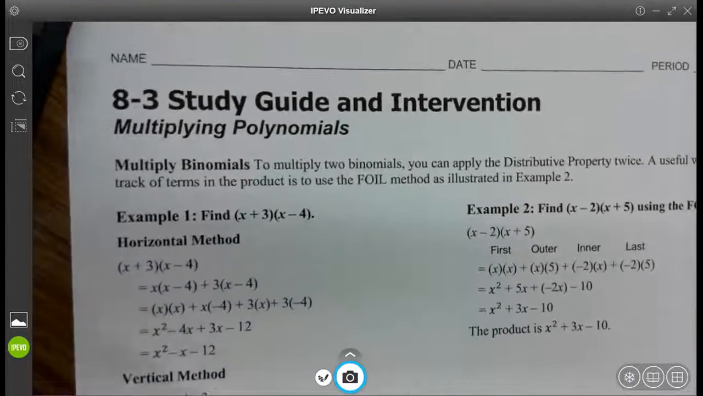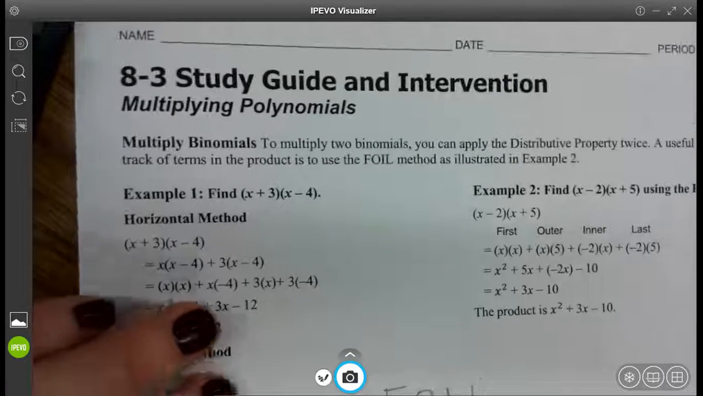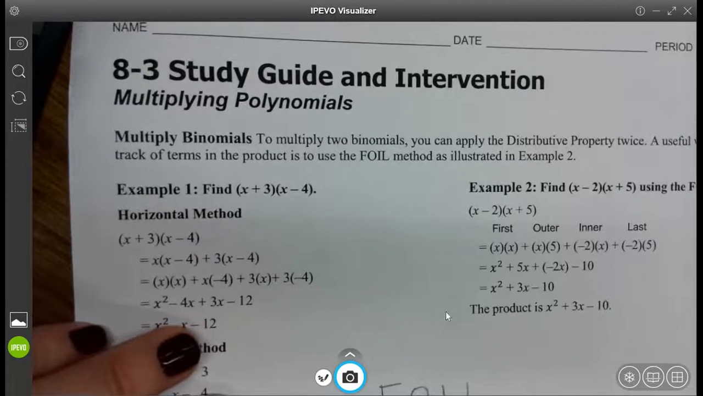Okay. So you don't need to do all of both sides, just the ones that I had circled. I appreciate people sending in notes, but it is not necessary. Just complete the Delta Math assignment that corresponds with this.